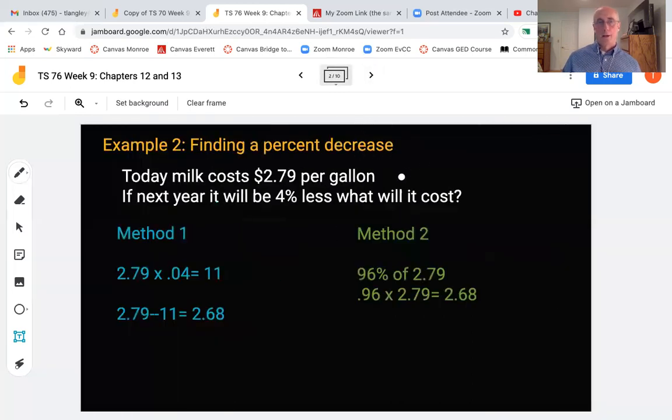Now, concept number 1 for chapter 12 is finding what's called the percent increase or decrease of something.